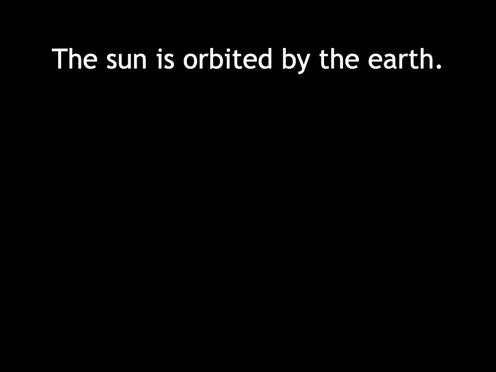So, for example, the sun is orbited by the earth. So here it's the earth that's doing the orbiting, but the sun is the one that is the subject of the sentence. And then we have is orbited. So this is the past participle with the to be verb is, and then by.